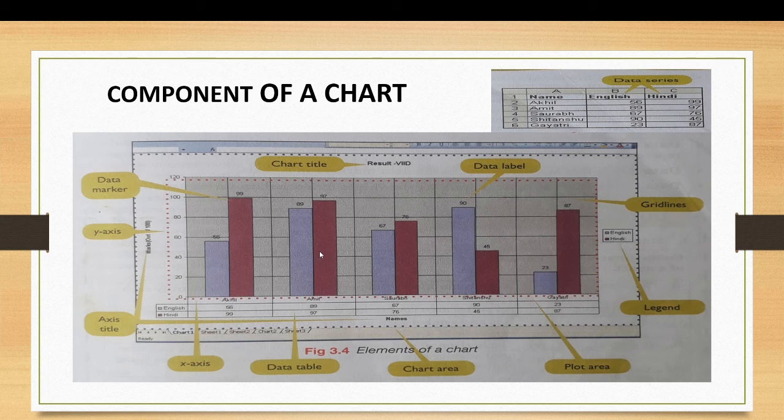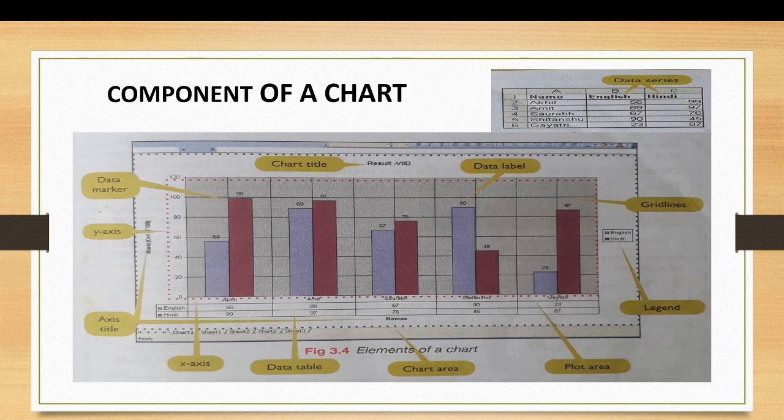Now, once you create the chart, first you need to give a title to the chart, because each and every chart should contain a title. The second one is the axis. So we call this the y-axis and we call this the x-axis. The x-axis can also be called the category axis, and the y-axis can also be called the vertical axis, or the value axis.